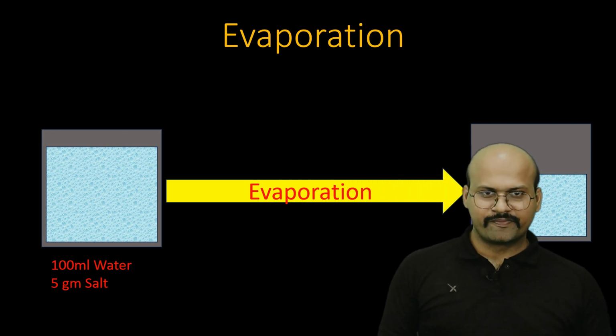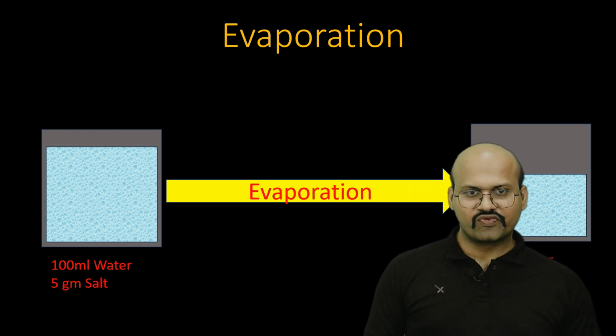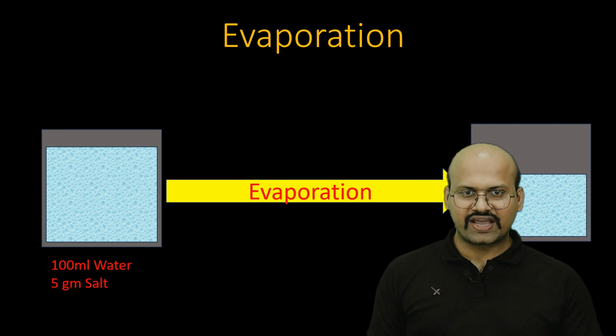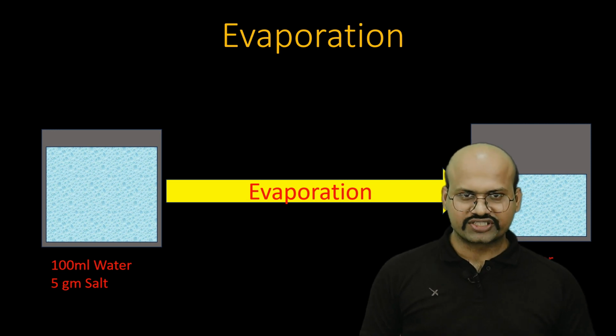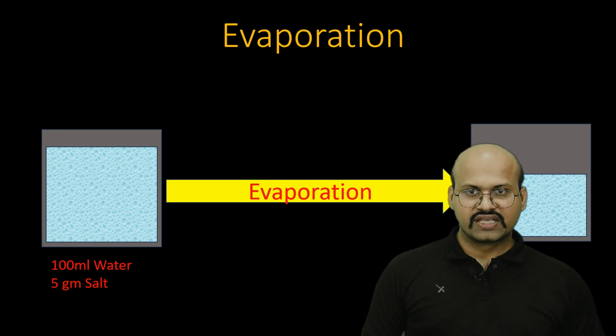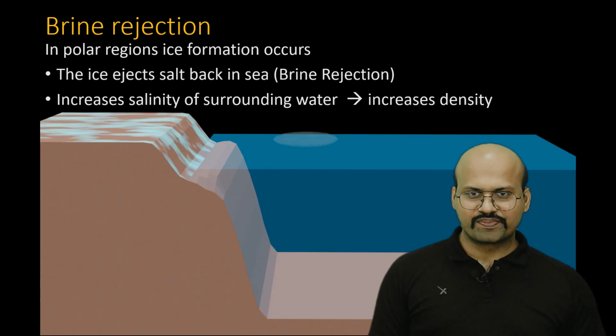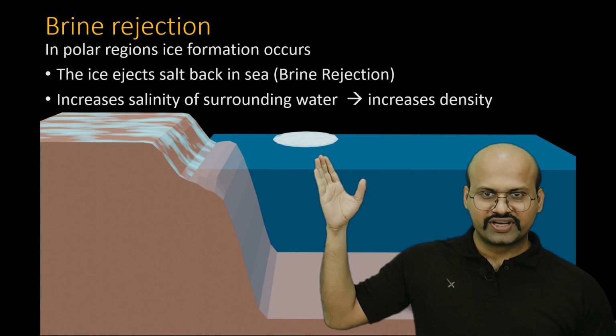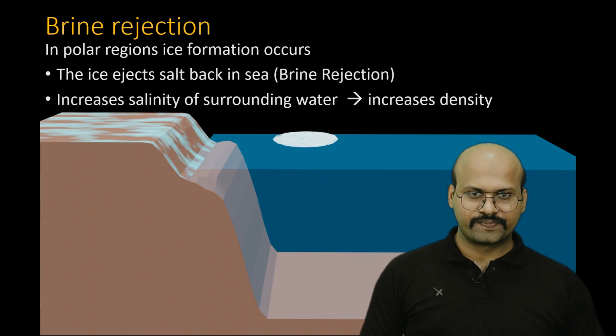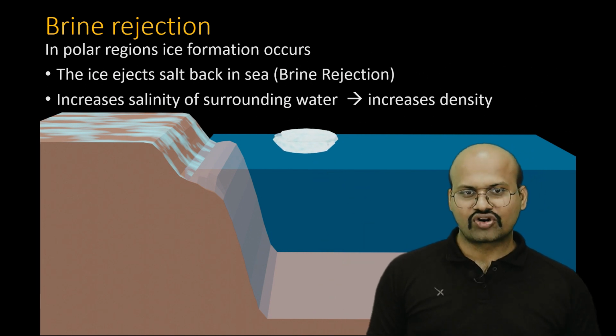So similarly, the ocean currents, when they move through the tropical and temperate region, experience evaporation and their salinity keeps on increasing. There is another phenomenon which occurs in the polar region. When ice is formed, it is formed from this ocean water. Now we know that the ocean water has a lot of salt.